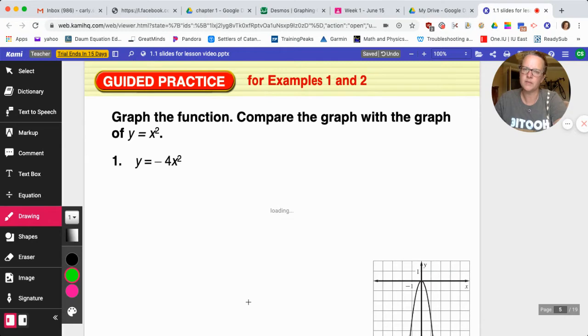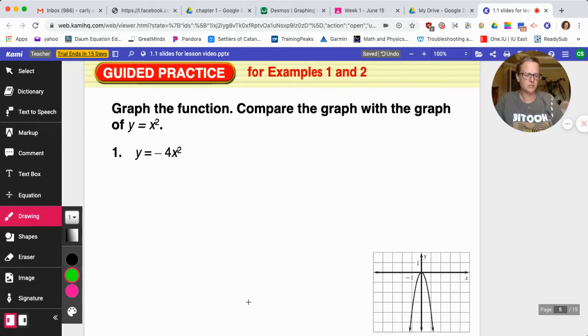Now there's always some guided practices. We do a few examples and we do a few guided practice. Guided practice are just practice before you get to the homework. So if we look at number 1 for guided practice, I'm going to set up just a little table here.